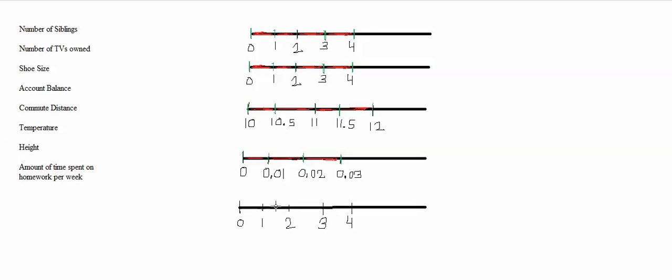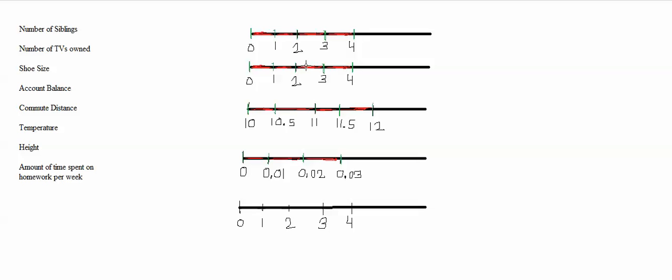Well, it's not really clear where the gap areas would be, because if we made the number line like this, like we did for number of siblings or number of TVs, this wouldn't be correct because a person's commute distance doesn't have to be a whole number. For example, a person's commute distance could be somewhere in here. It could be 0.5 or 0.6, and it could be in here somewhere between 1 and 2. For example, it could be 1.2 or 1.3 miles, and a person's commute distance could be in here between 2 and 3.